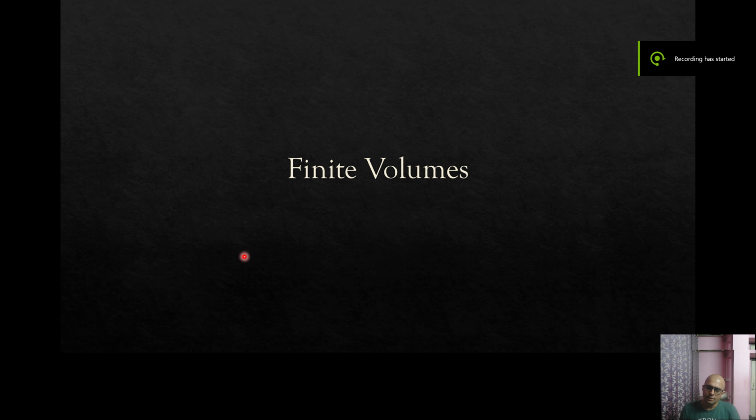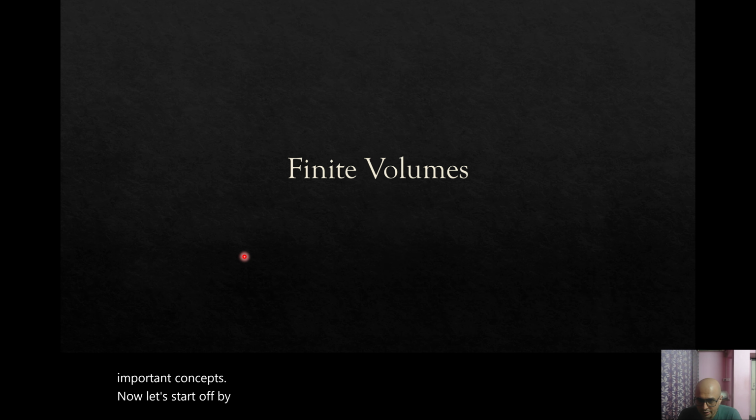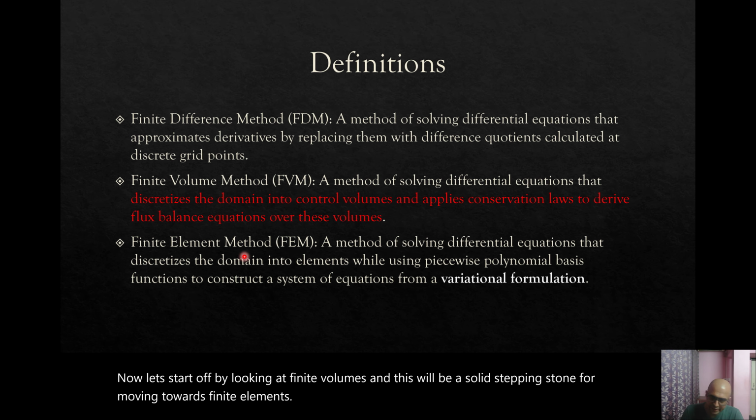Hello and welcome back. In the previous lecture, we looked at finite differences and a lot of important concepts. Now, let's start off by looking at finite volumes, and this will be a solid stepping stone for moving towards finite elements. So, what are finite volumes?